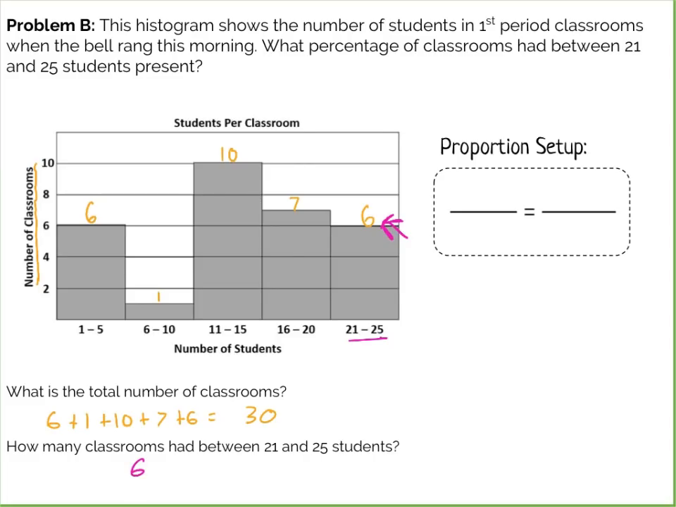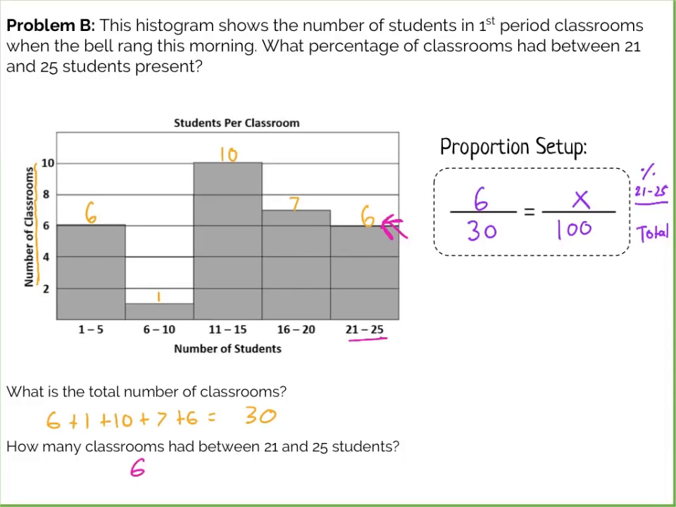So now that I have that information, let's go ahead and set up our proportion so that we know that we have 6 classrooms that have between 21 and 25 students. We know that the total number of classrooms is 30. So again, we have the number that we want on top, the total on the bottom. So now we need to go to the right-hand side of our proportion, and we're going to need the total percentage of classrooms over here, and we want the percentage of 21 to 25 over here. So our total percentage is always going to be the same, and our total percentage is going to be 100. We don't know what percentage of classrooms have between 21 and 25. That's going to be our x.